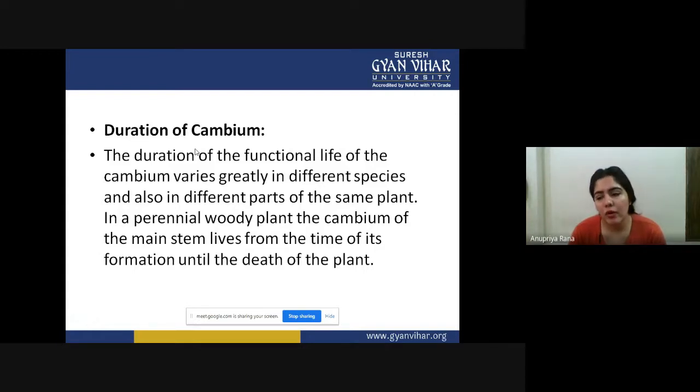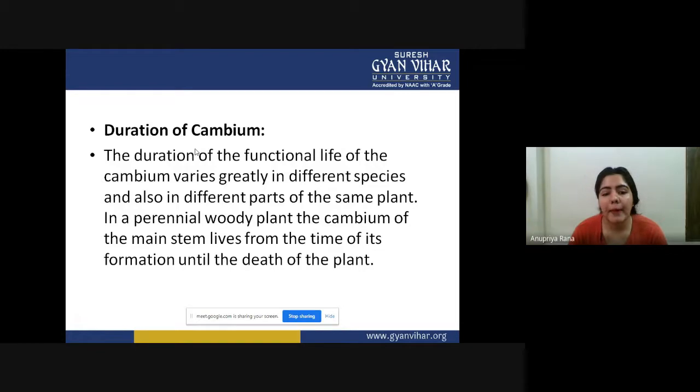Some cambium can live 2 or 3 years, some can live 20 to 30 years, and some can live their entire lifespan. Means however long the plant lives, the cambium will live the same, but it can be different from species to species. Also, in a perennial woody plant, the cambium of the main stem lives from the time of its formation until the death of the plant.